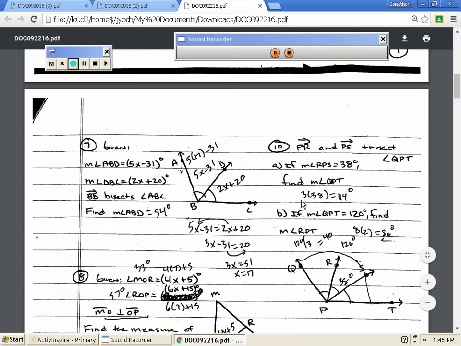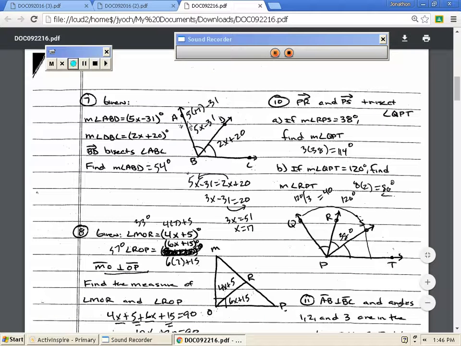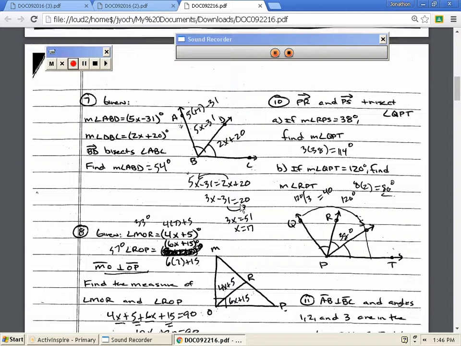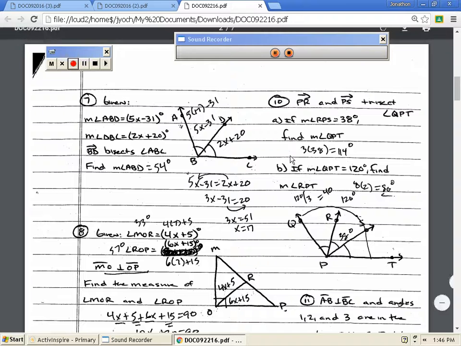You can pause this at any time. We did go over these answers in class, so I'm going to go through this one pretty quickly. Bisection means these two angles are equal. Don't add them up and set them equal to 90 or anything else. Set them equal to each other. You get x is 17. Plug it in. ABD is 54.